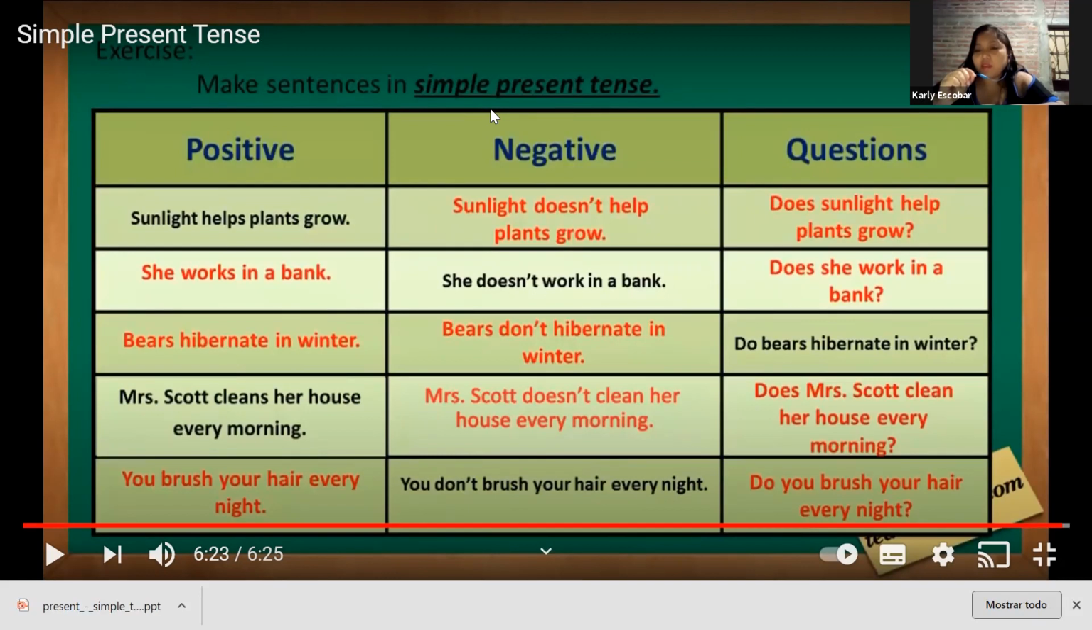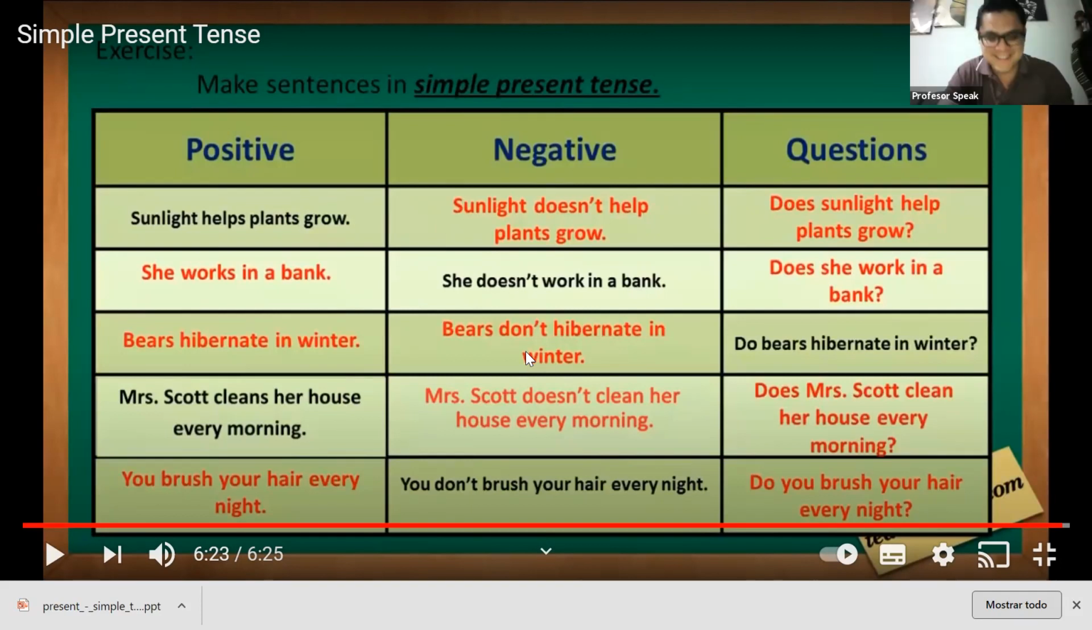Birds don't hibernate in winter. Yes. Question: do birds hibernate in winter? Okay, do. Yes, do birds hibernate in winter? Okay, all right, very good job. Okay, Catherine, continue.